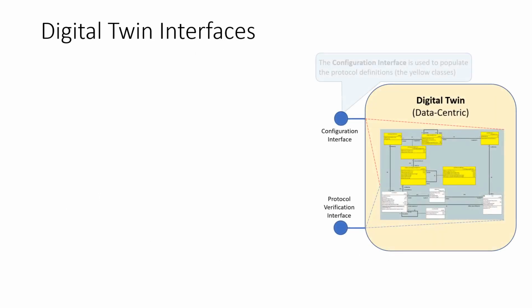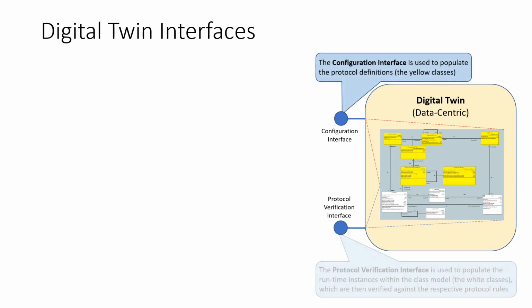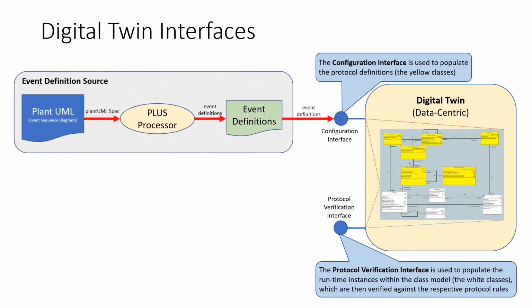The data-centric variant of the digital twin application is provided with two interfaces. A configuration interface that provides a means for configuring the protocol rules by populating the specification classes and relationships, and a protocol verification interface that consumes the audit event stream and invokes the checks that test if the protocol processor is behaving correctly.